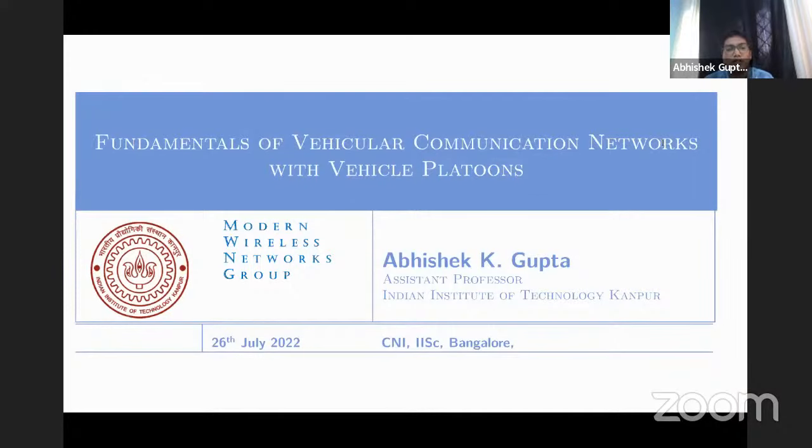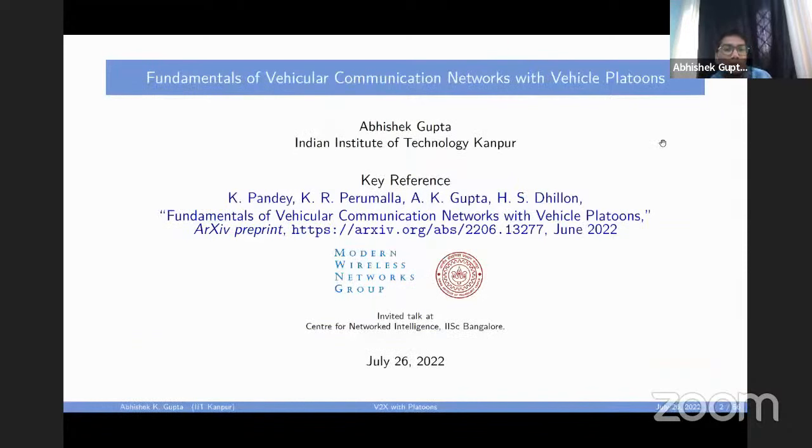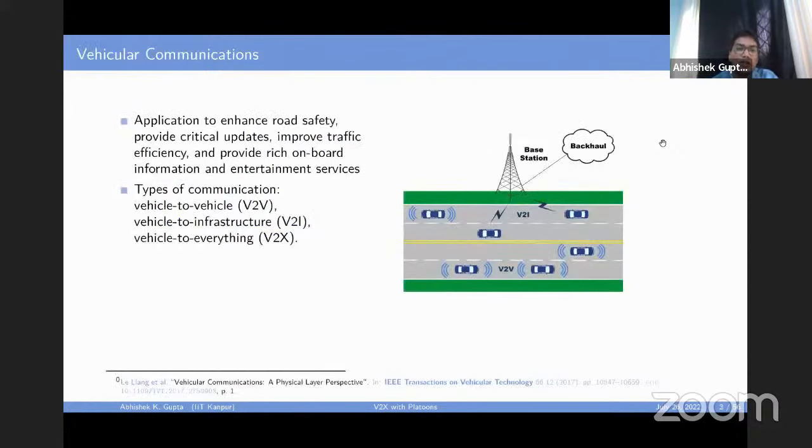So hello. I'm going to talk about this work, fundamentals of vehicle communication with vehicle platoons. This work was done by two of my students, Kaushleen and Raju. This was also in collaboration with Professor Dhillon. This is currently in the submission phase. You can look at the paper also. So let me start with vehicular communication.